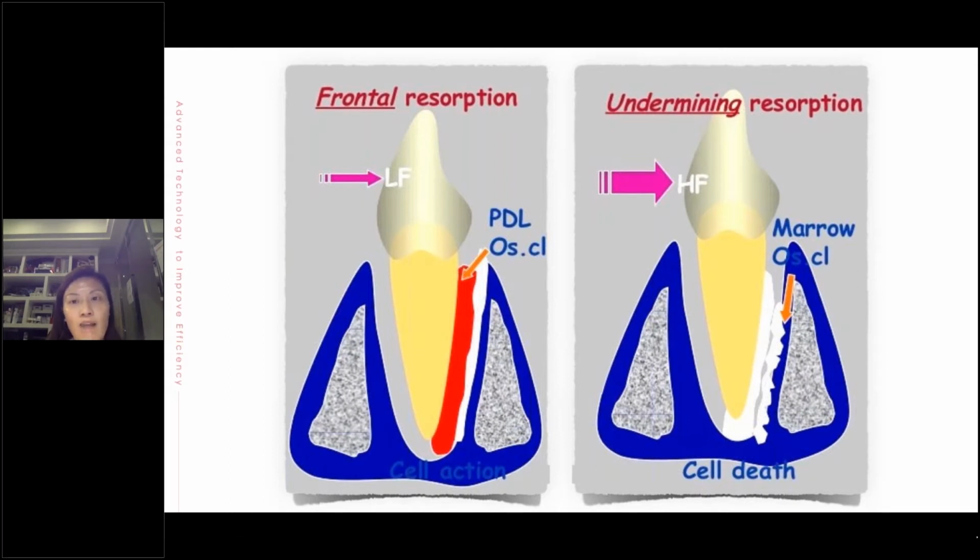However, if it is a high force, you're going to get rear bone resorption and cell death on the rear end of the alveolar bone. And as a result of the undermining resorption, you're going to get some gingival recession or some other detrimental effects on the gum. So high forces are not good for a tooth during orthodontic movement.